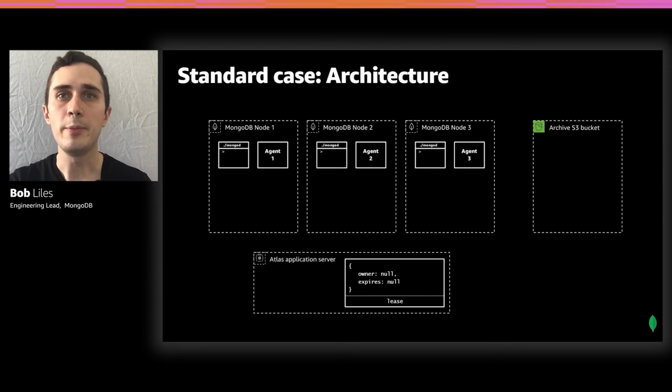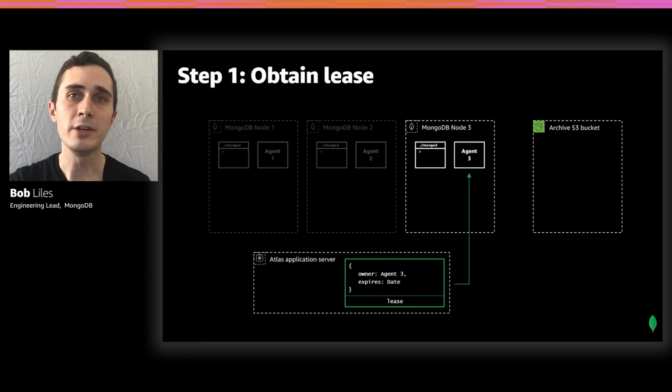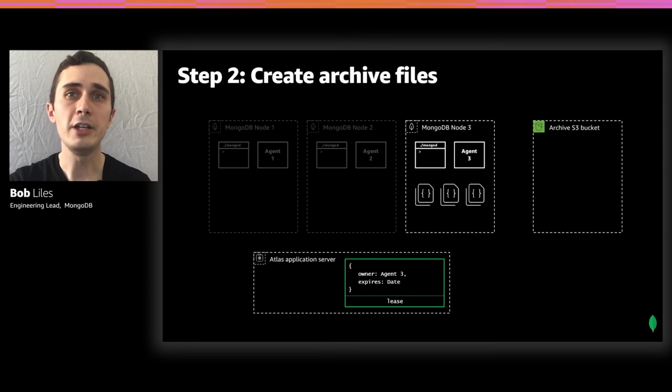The first step of the operation is for one of the agents in the cluster to claim the rights to run the archive operation. This is done by the agent claiming a simple document stored in the Atlas application called a lease that specifies who owns the archive operation and for how long. This lease is refreshed at a regular interval. The agent holding the lease then begins to query for data matching the archive criteria and buffers that data to disk. The number of files can vary depending on the characteristics of the data, but let's imagine in this case that we have generated three files to archive.